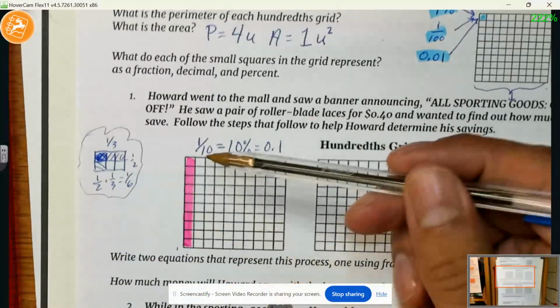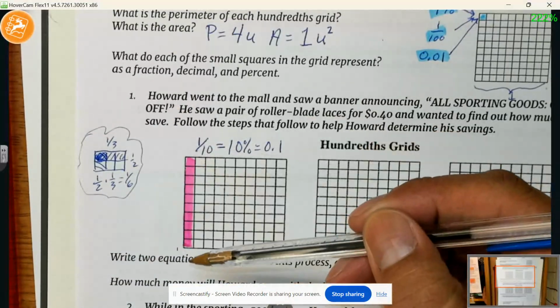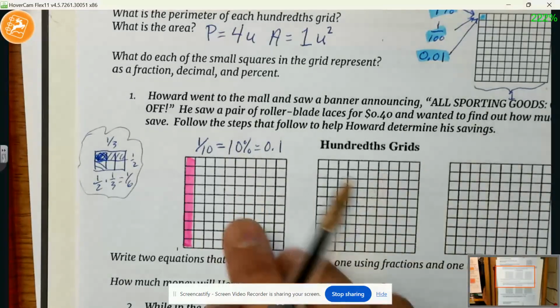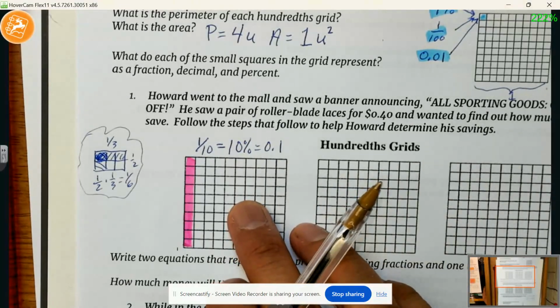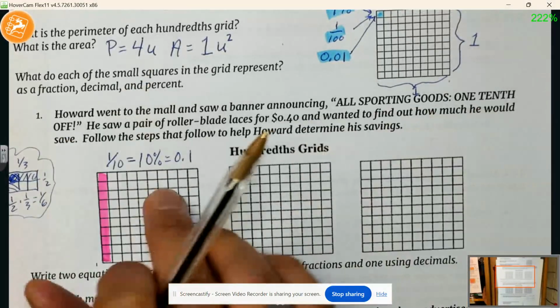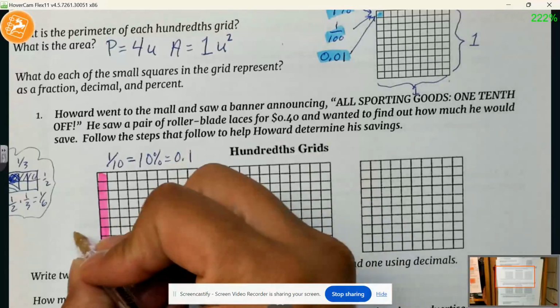which is also 1/10, because if you look at it, one column out of 10 columns, that's 1 out of 10, right? So this represents the sale, how much you're taking off, right? This is how much we're taking off.